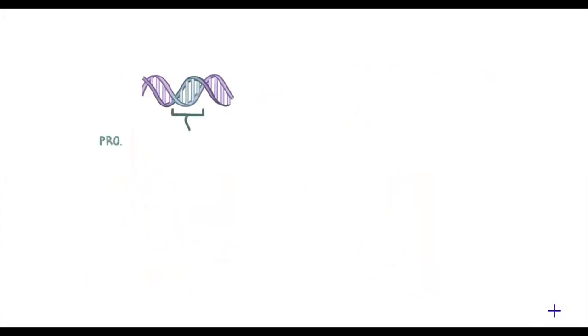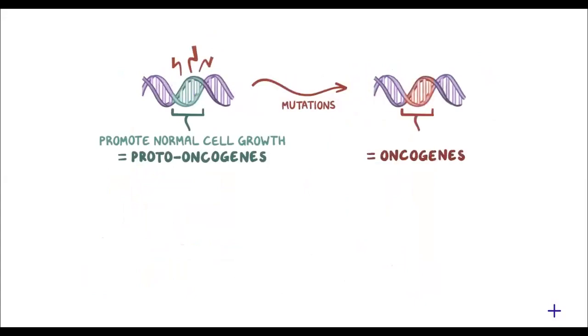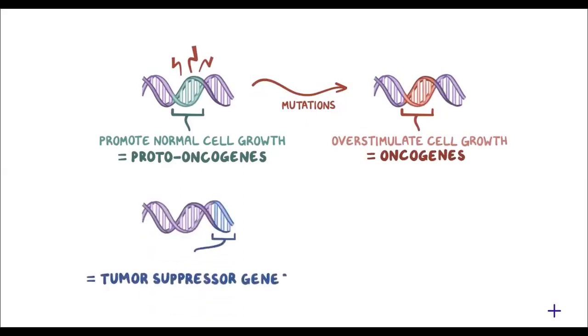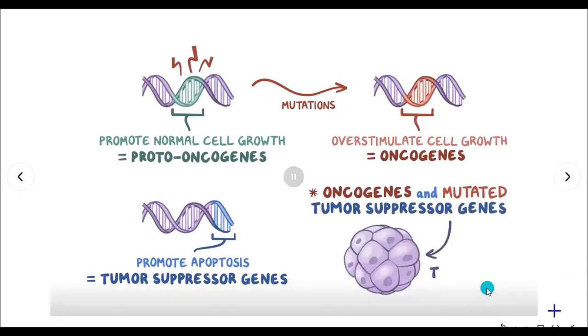Now, there are genes that promote normal cell growth, called proto-oncogenes. With mutations, proto-oncogenes become oncogenes, and these overstimulate cell growth. To balance out cell growth, there are other genes called tumor suppressor genes, which promote apoptosis or cell death of mutated cells. So oncogenes, or mutated tumor suppressor genes, allow cells to keep growing uncontrollably, resulting in tumors.